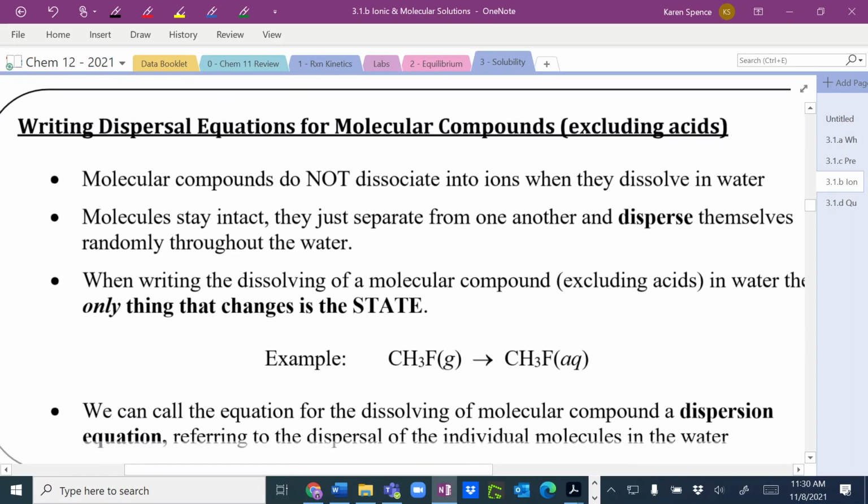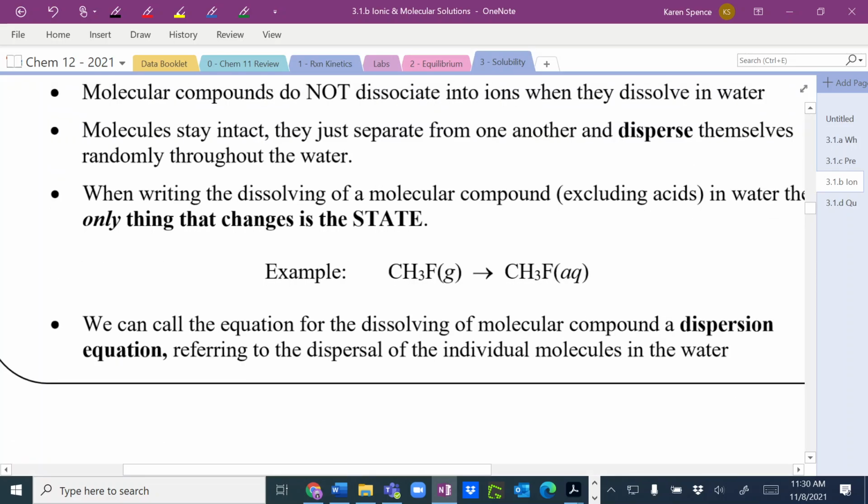Now, whether you call this dispersal or whether you just call it dissolving, do you remember from those Tyler videos, what happened when you dissolve sugar in water? Does it dissociate? No, what happens to it? The molecules just separate from the other molecules. Basically, we're breaking intermolecular forces and we're putting the waters going in between. So you don't have to write anything any different at all.